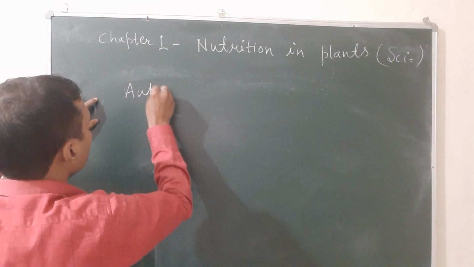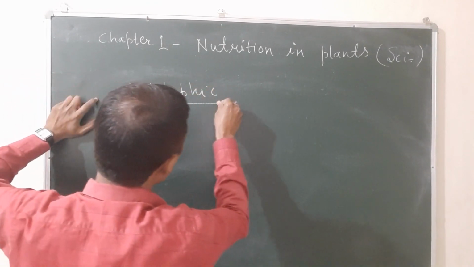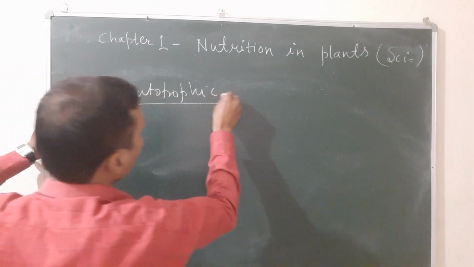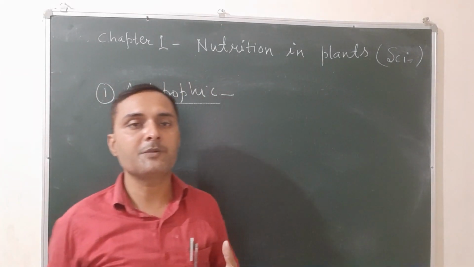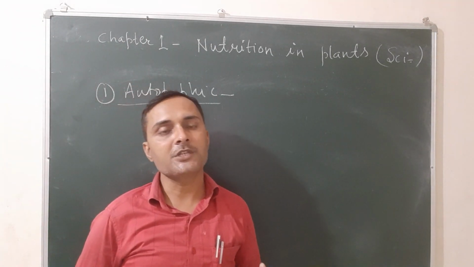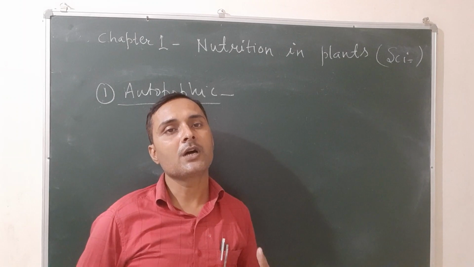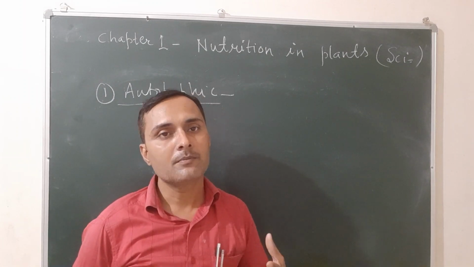What do you mean by autotrophic nutrition? The mode of nutrition in which the living organisms prepare their own food from atmospheric carbon dioxide and water in presence of sunlight and chlorophyll is known as autotrophic nutrition. It is also known as photosynthesis in case of plants.